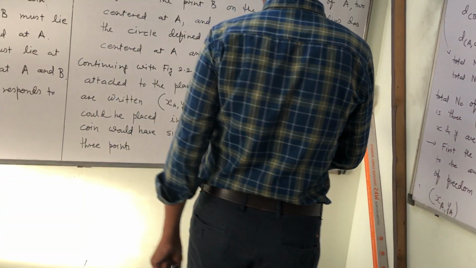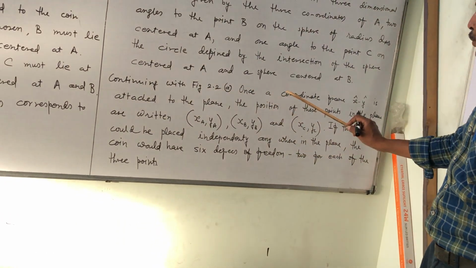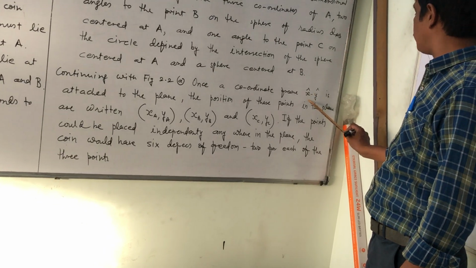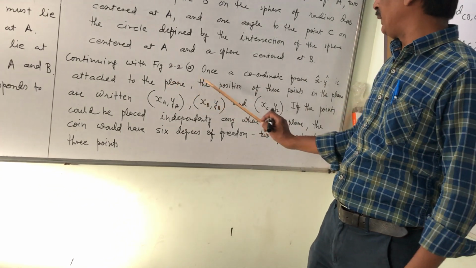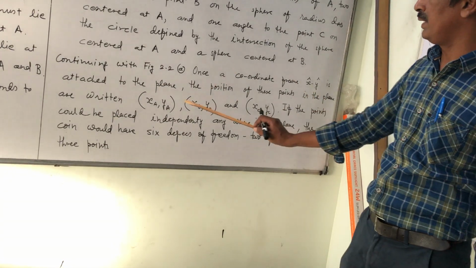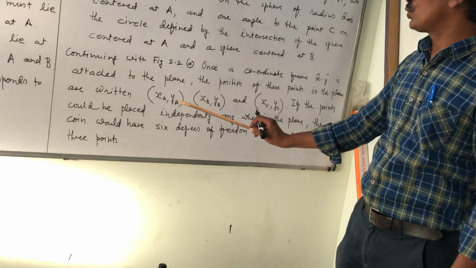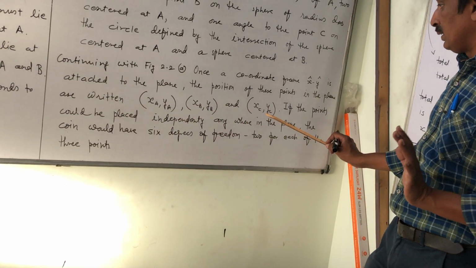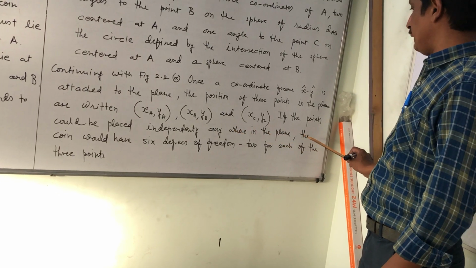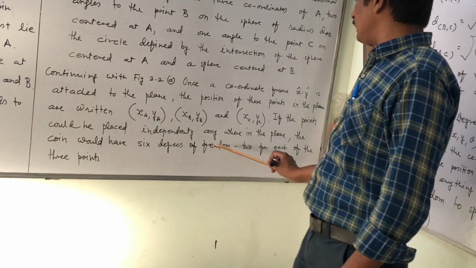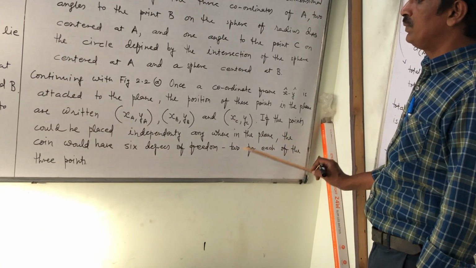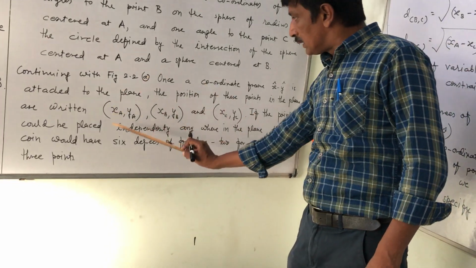Now, continuing with figure 2.2, once a coordinate frame xy is attached to the plane, the positions of these points in the plane are written xa, ya, xb, yb and xc, yc. If the points could be placed independently, anywhere in the plane, the coin would have 6 degrees of freedom, 2 for each of the 3 points. So there are 6 degrees of freedom.